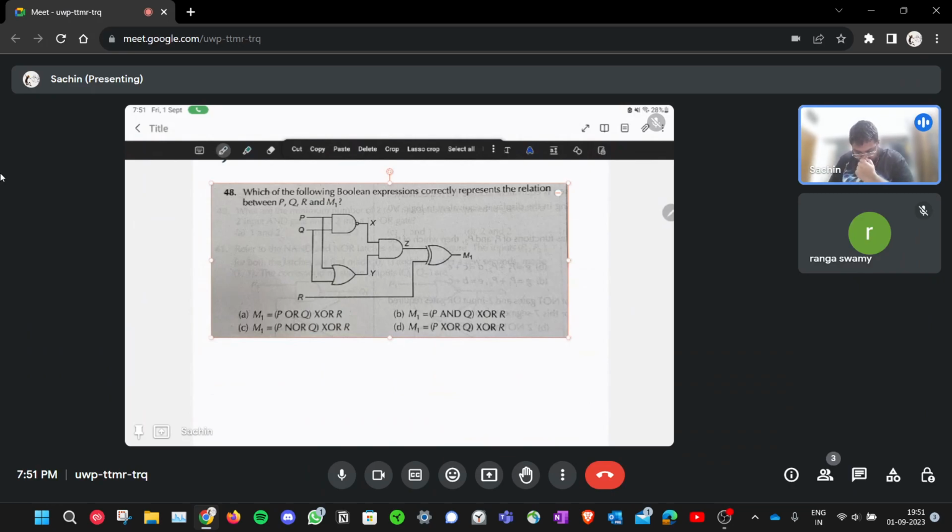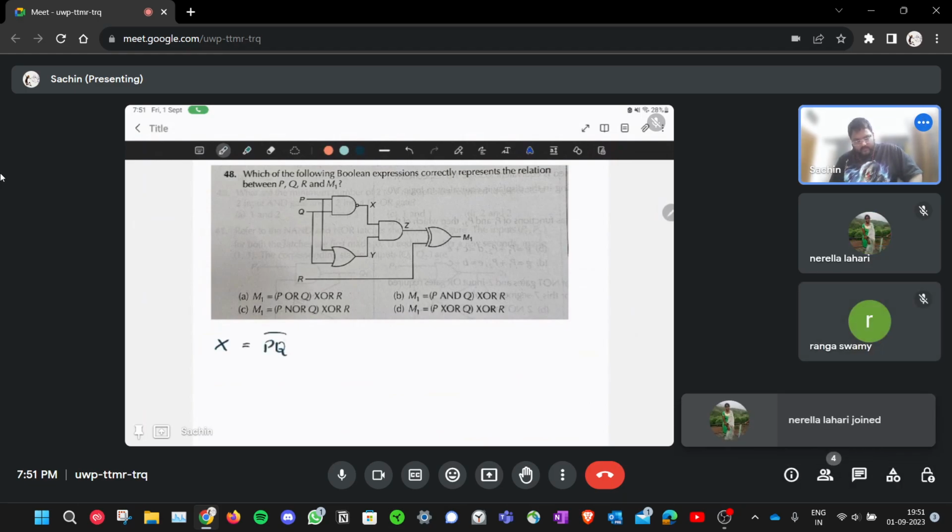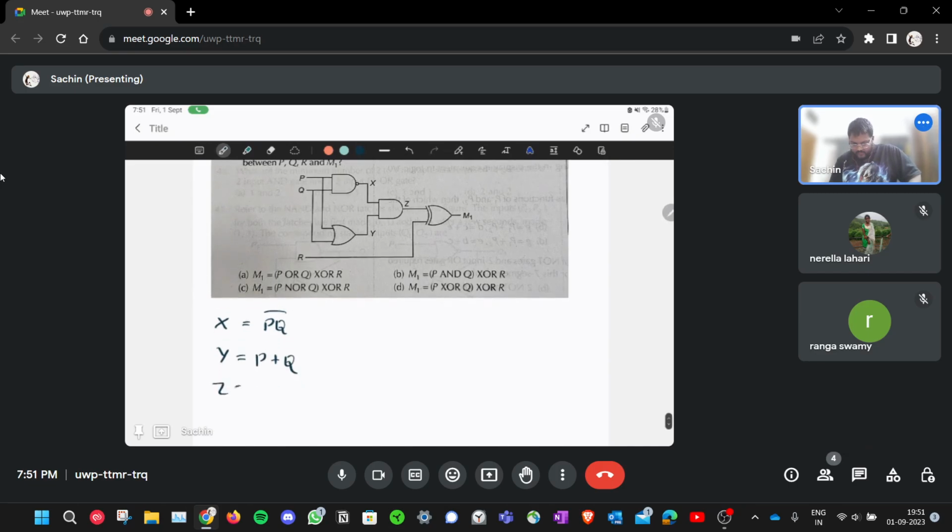So next question, which of the following Boolean expressions correctly represents the relation between P, Q, R and M1? So X is PQ complement and Y is P plus Q, P or Q. Z is XY, it is P or Q into PQ complement. This is nothing but P bar plus Q bar, De Morgan's law.